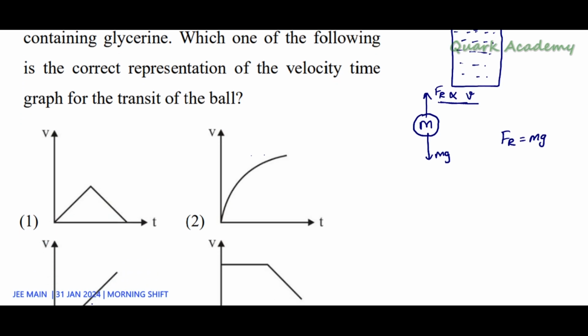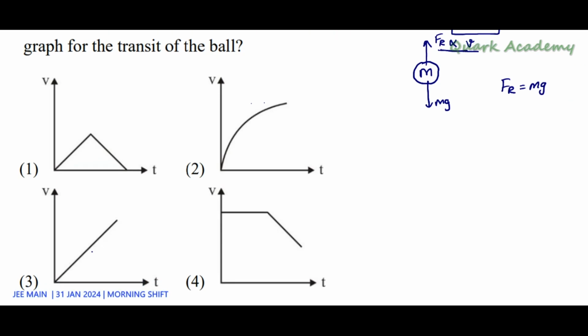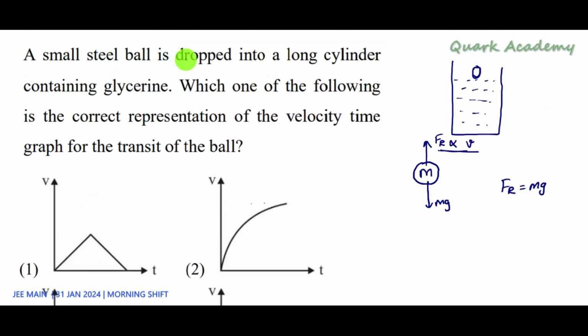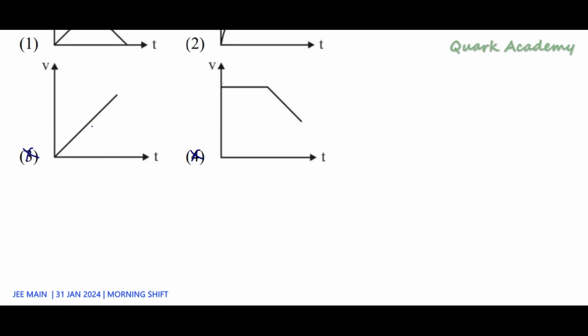With the idea of terminal velocity, we'll try to figure out which option is the best one. Look at the third option. Here the velocity is linearly increasing. This is possible only if there is a constant acceleration. But in this case, that's not possible, because as the velocity increases, the resistive force will also increase, which doesn't give constant acceleration. So the third one is not correct. Look at the fourth one. Initially, the velocity is non-zero, but in the question they have mentioned the ball is dropped. Dropped means the initial velocity should be zero. So the fourth one is also not correct.